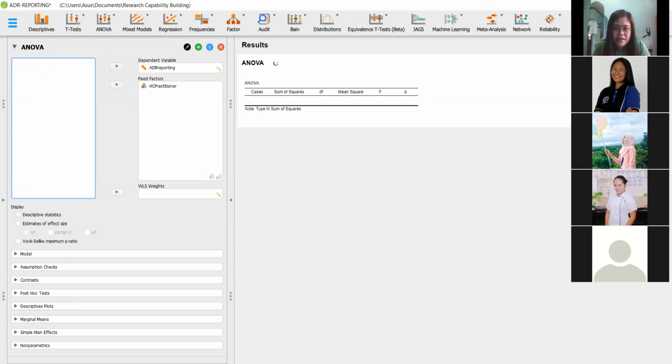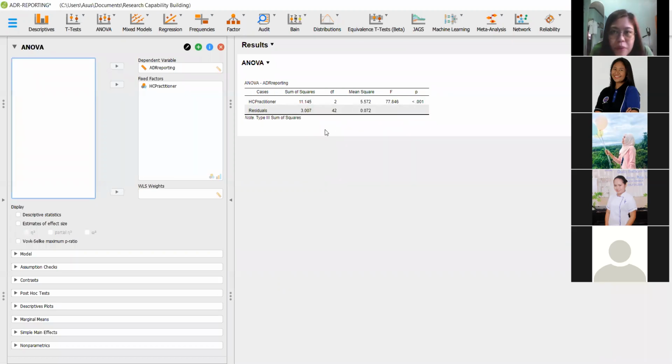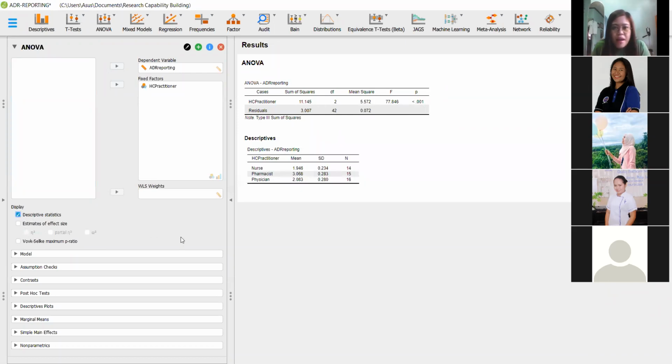Lato na to class. Nag-loading pa siya. Ayan. So, makita nato din ang sum of squares, the degree of freedom, the mean square, the f, and the p-value. But we only need the p-value sa pag-analyze. We can also click descriptive statistics para makita nato ang mean sa bawat grupo. So, pwede nato siya gamiton in answering the first 3 statement of the problem.